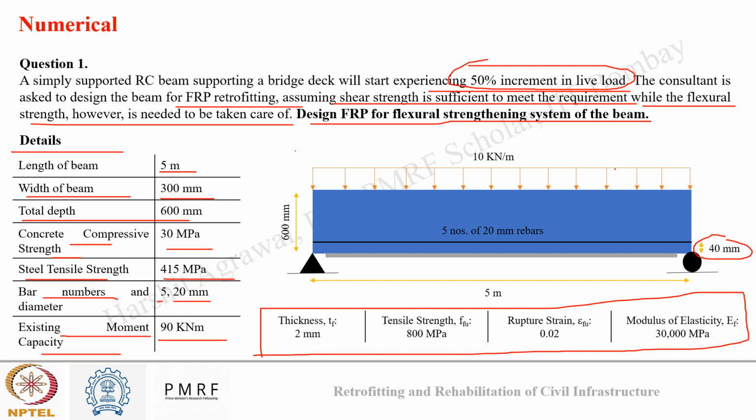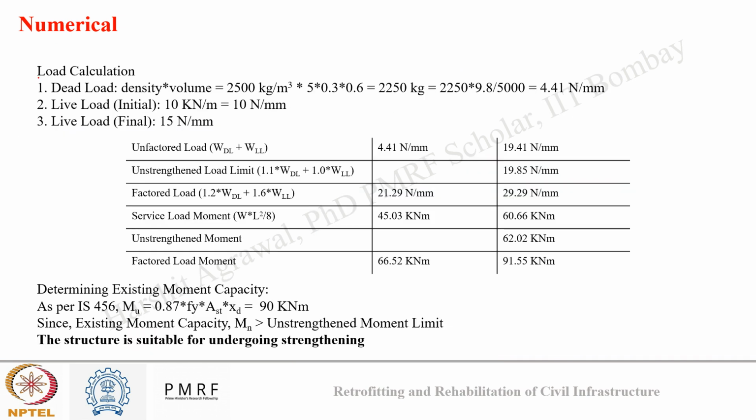So the first step is the load calculation because we need to know how much increment in moment capacity is going to happen. So for that we need to determine the loads first. The dead load is nothing but the density into volume of the existing beam. The density of reinforced concrete is generally assumed at 25 kilonewton per meter cube into volume, length into breadth into height. So 5 into 0.3 into 0.6. This will give me the dead weight.